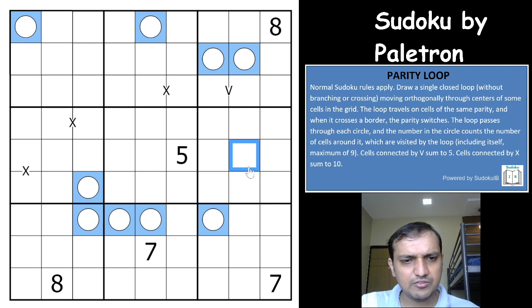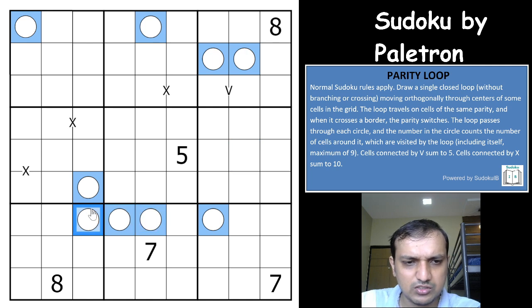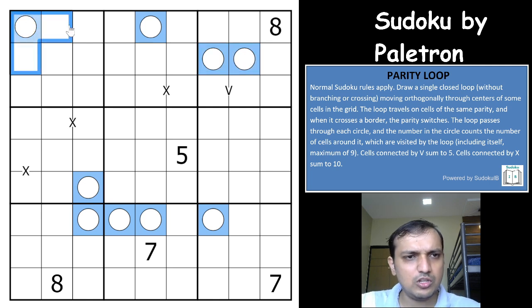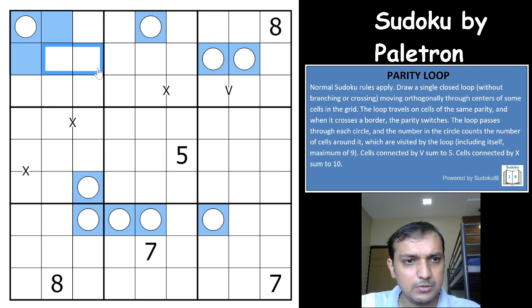And with that we should start solving this Sudoku. I am just thinking, how do I start this Sudoku? So these two cells would have to be of the same parity, this is of the same parity, this is different parity, these two are of the same parity. Okay, so the loop will have to go this way, so these two are part of the loop. Okay, that's a really good start.